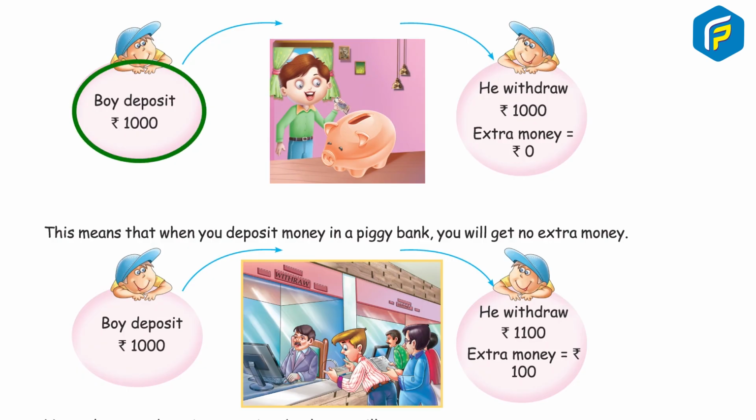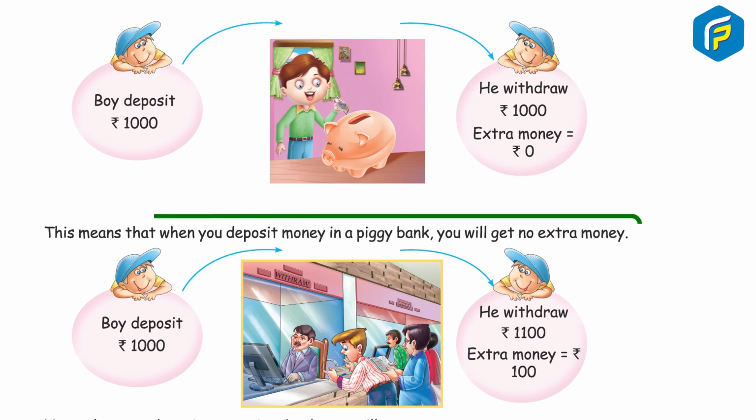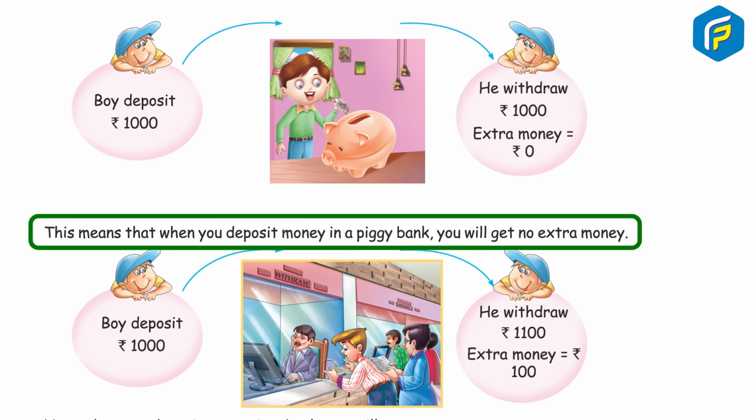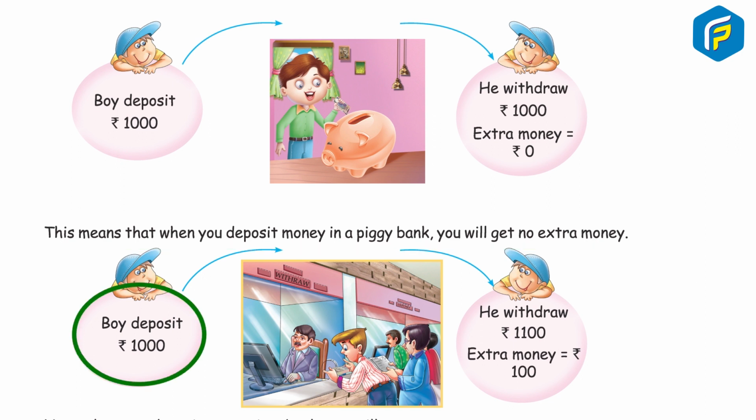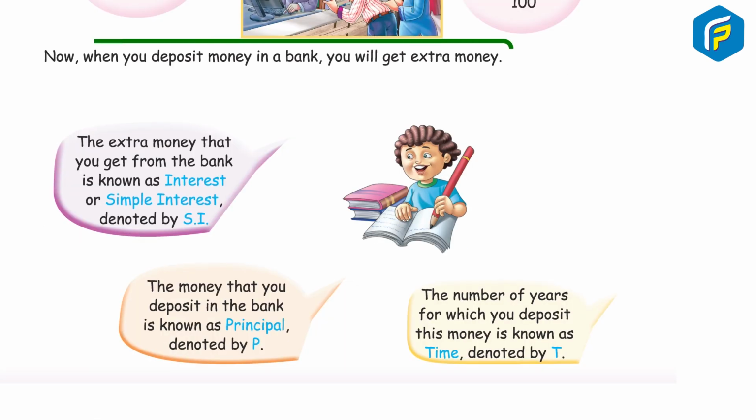Boy deposits rupees 1,000. He withdraws rupees 1,000. Extra money: 0. This means that when you deposit money in a piggy bank, you will get no extra money. Boy deposits 1,000 rupees. He withdraws 1,100. Extra money: 100. Now, when you deposit money in a bank, you will get extra money.